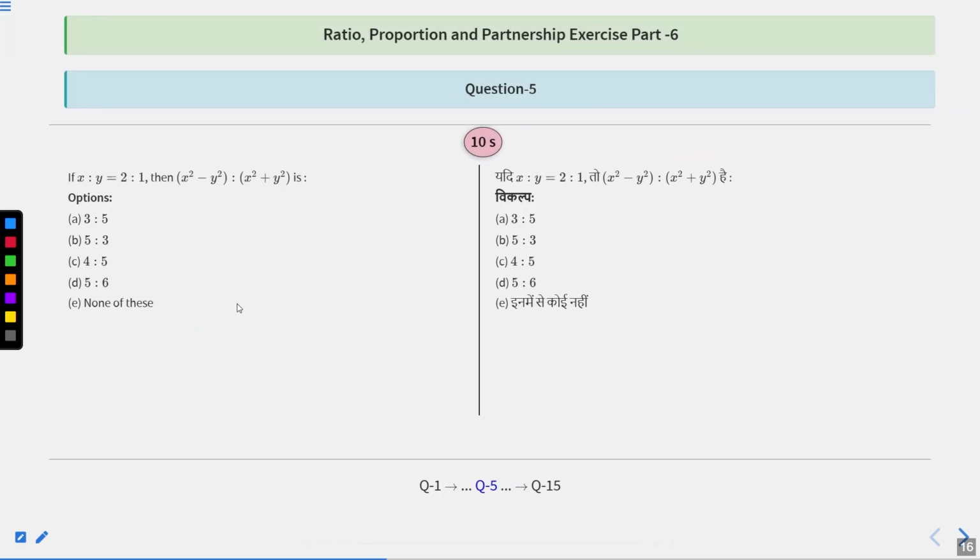Next one. If x to y is 2:1, then what is the ratio of x square minus y square to x square plus y square? You have 5 options and 10 seconds to analyze the question. Your time starts now.